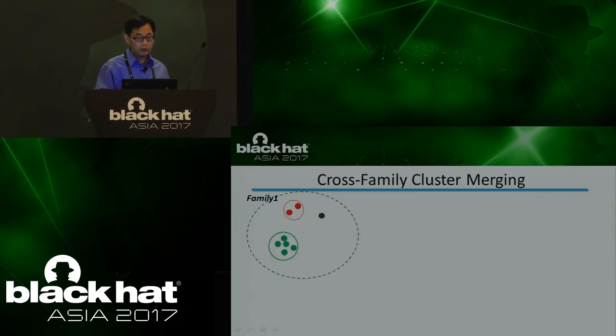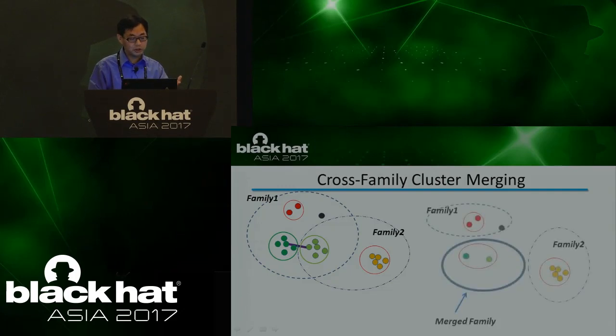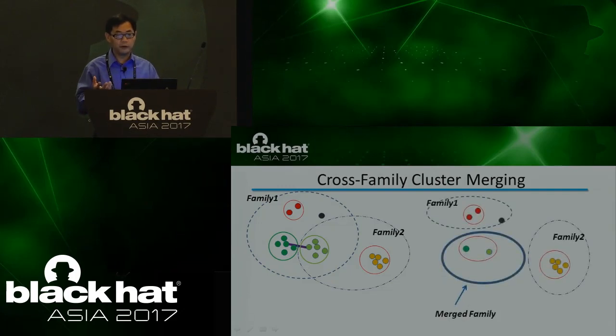The way we do it is, say we have family 1 with 2 clusters, and another family which also has 2 clusters. Among them, two clusters belonging to different families are very close, very similar. When we calculate the distance between the centroids, it's within the threshold, so we can merge them together and create a new artificial family. The original families become smaller, and the merged family becomes the new one, which shows the commonality between these 2 families.